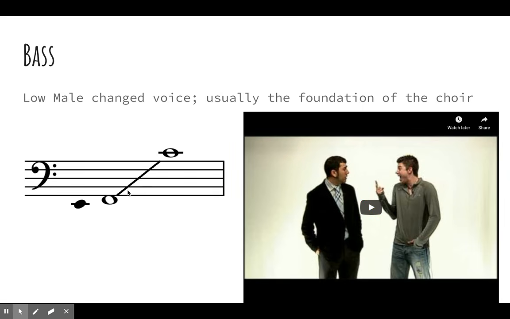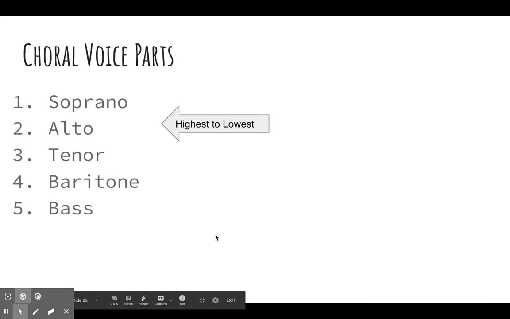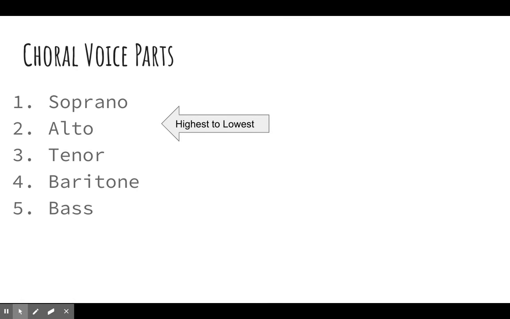All right, so those are the 5 different voice parts in the choir. And here is just a review of them in order from highest to lowest. You have soprano as the highest, then alto, tenor, baritone, and bass. Most often we'll see tenor bass and not the baritone, but occasionally baritone sneaks in on there with us.